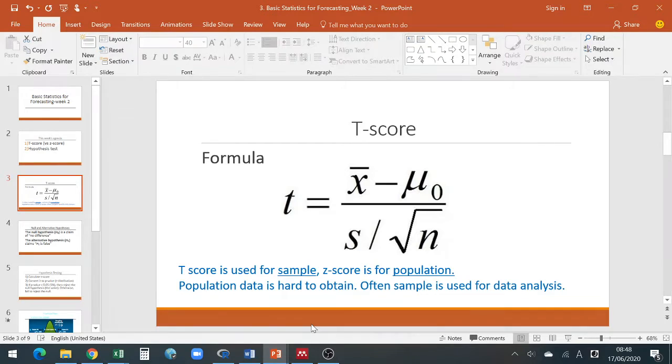This is the formula for t-score, a little bit similar to z, but I want you to know that t-score is used for a sample and z-score is for a population. So I hope you know the difference between population and sample. Population is like everybody. Sample is just a subset of the population, right? When you do analysis, population data is really difficult to get because you have to get all the data. So most of the time, we use just a sample for the data analysis. So t-score is more often used than z-score because of the nature of the data.